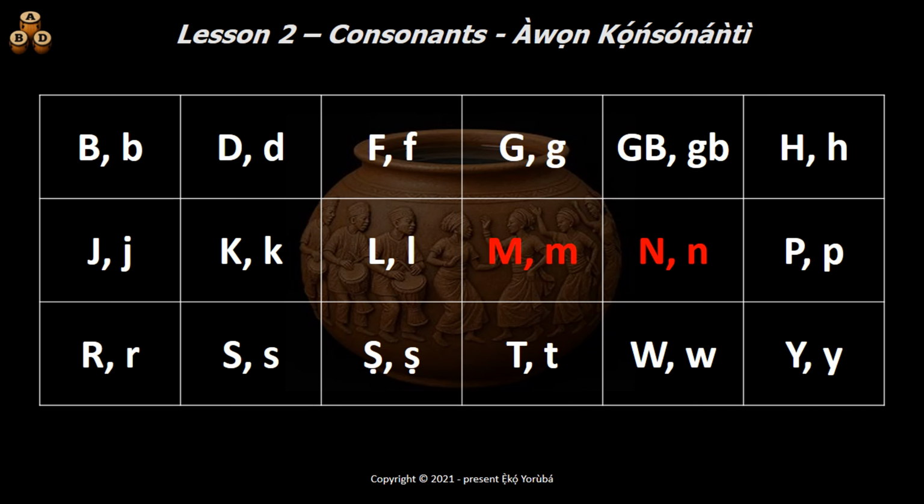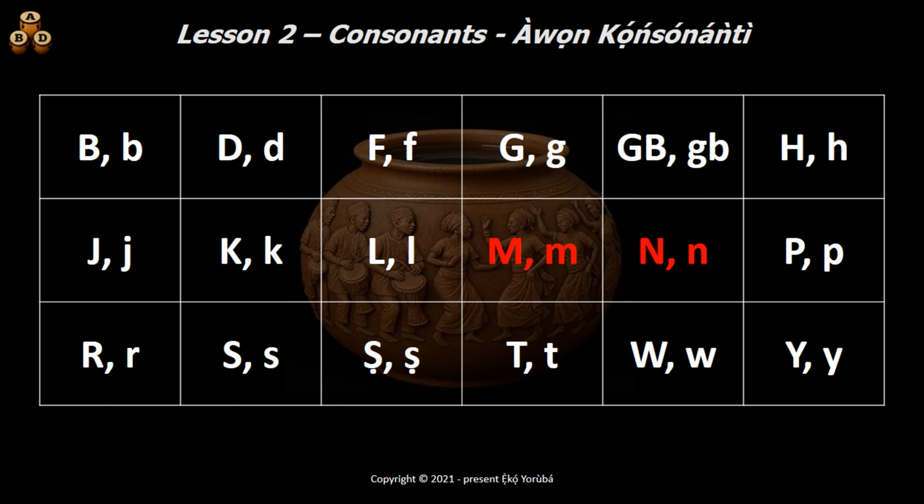N can also stand alone as a word. They are also known as syllabic M and N. This we would look closely at when we discuss tones and syllables. There are 18 consonants in Yoruba. They are bí, dí, fí, gí, gbì, hí, jí, kí, lí, mí, ní, pí, rí, sí, ṣí, tí, wí, yí.